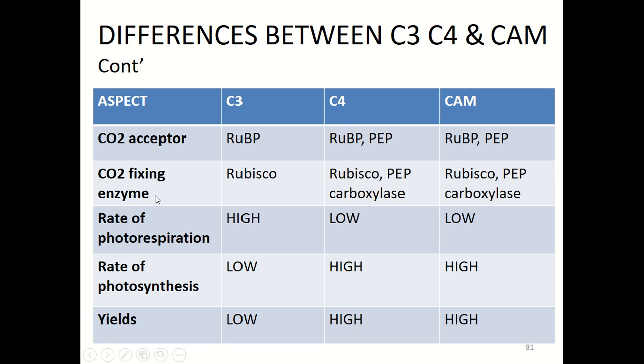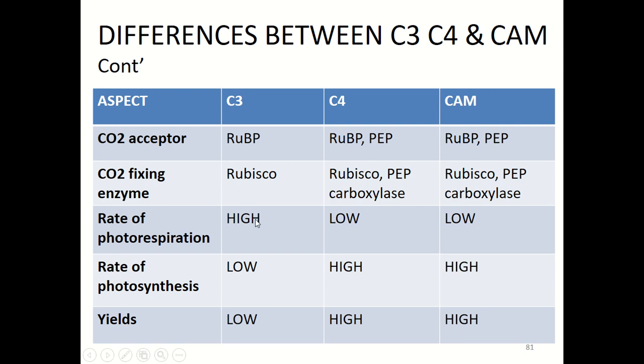For the carbon dioxide fixing enzyme, C3 plants use Rubisco, which you can find in the Calvin cycle. Meanwhile, C4 and CAM plants use Rubisco, which you can find in the Calvin cycle also. And PEP carboxylase, you can find in the first stage of carbon fixation.